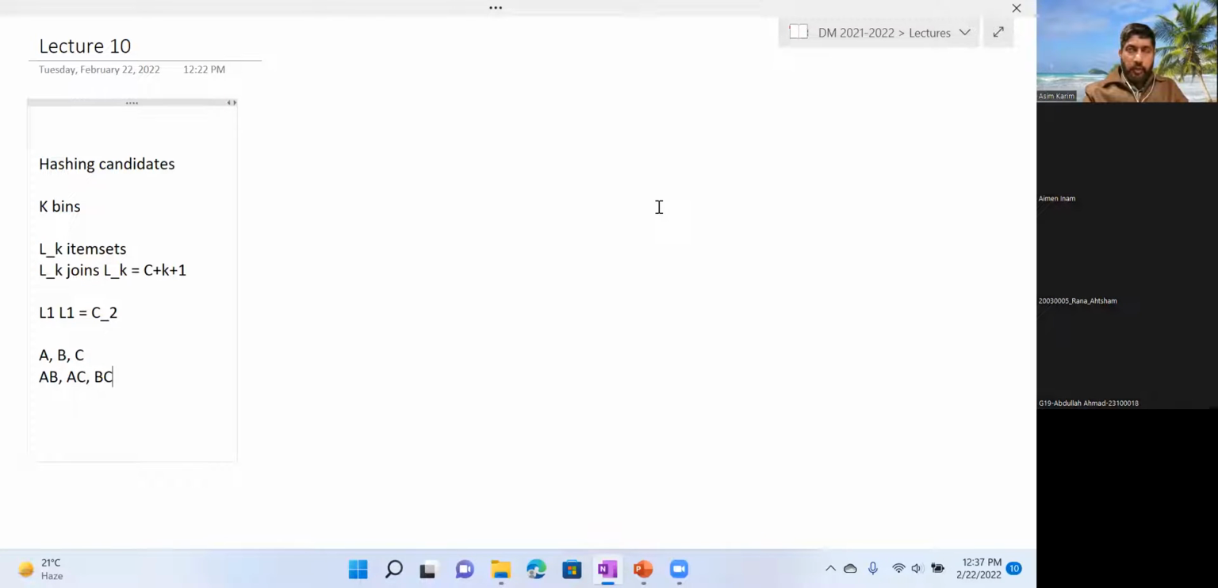Whenever you generate the next higher order candidate, you also hash them into bins, and you have to define an appropriate hashing function. The hashing function can be based on the lexicographic order of the item set. For example, one simple way could be, for example, A is the first item, right?